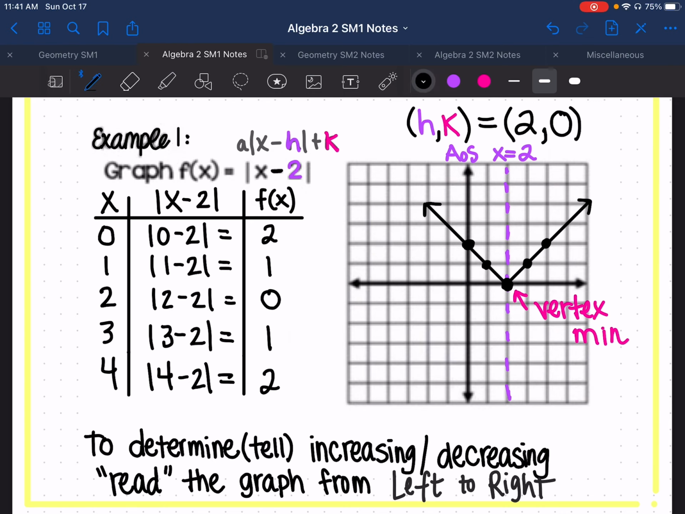Where is my graph increasing and decreasing? So remember, we're going to start over here on the left side of my graph, and we're going to read it to the right side of the graph. So the first points I see are right here. The graph is going in a downward direction to the vertex. Even though the arrow is pointing this way, I have to start reading the values. And as I start reading them, I'm coming in this downward direction towards this point. So this side of my graph is decreasing.